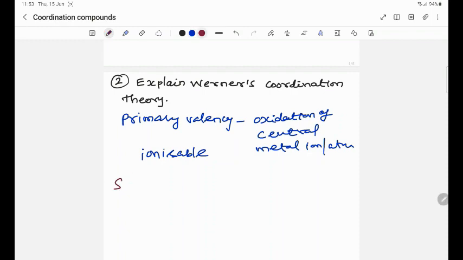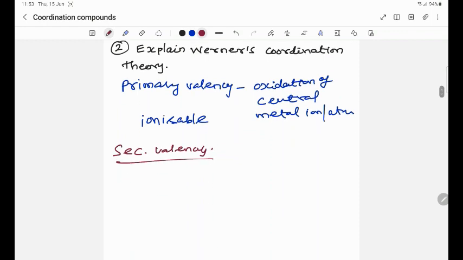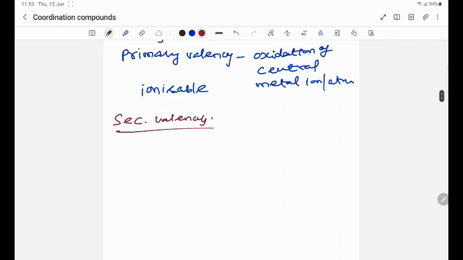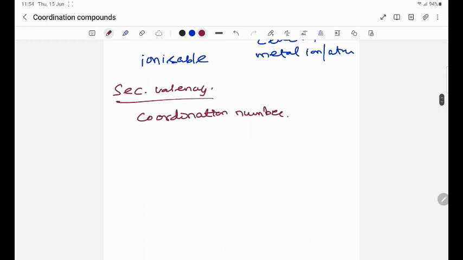And secondary valency. What is secondary valency? This is directional and non-ionizable, just opposite, and it is equal to the coordination number. For example, [Co(NH3)6]Cl3, with Cl3 outside the coordination box.